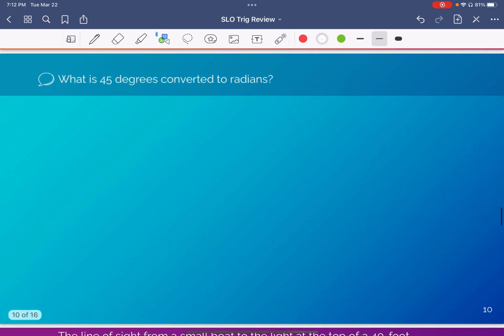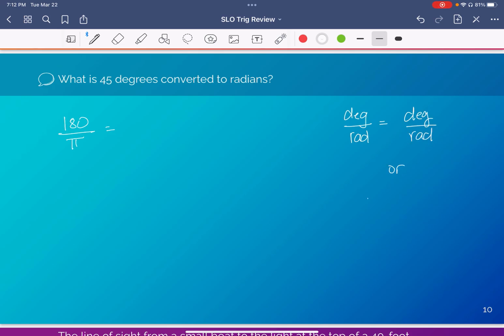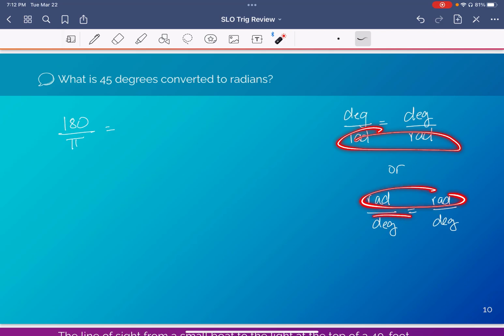What is 45 degrees converted to radians? So remember, the conversion is 180 over pi. Now you should always have your degrees lined up. So if you do degrees radians, your other fraction should also be degrees radians. Or if you want to do radians first and degrees at the bottom, just make sure the other one starts with radians and has degrees at the bottom. They need to line up horizontally, degrees, radians, and vice versa. You can't mix match. You can't put degrees at the top and then at the bottom on the next one. They got to be the same.